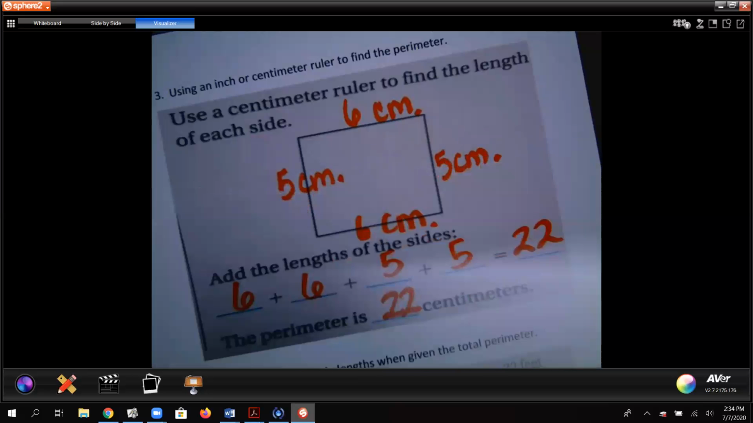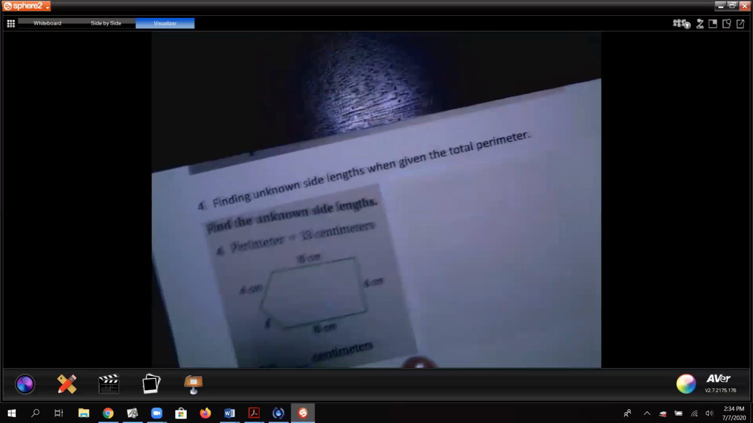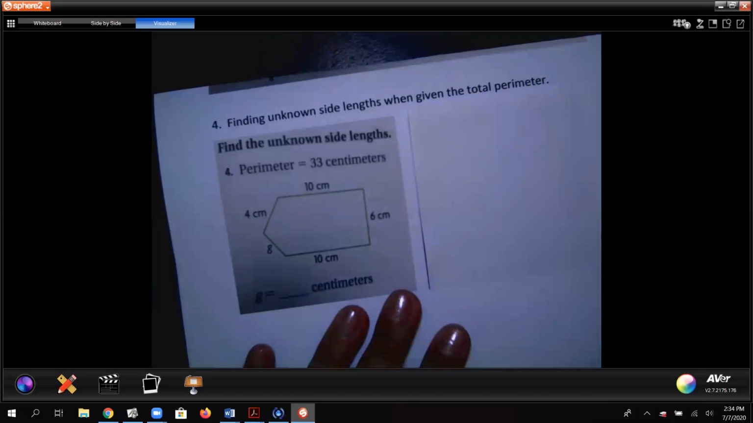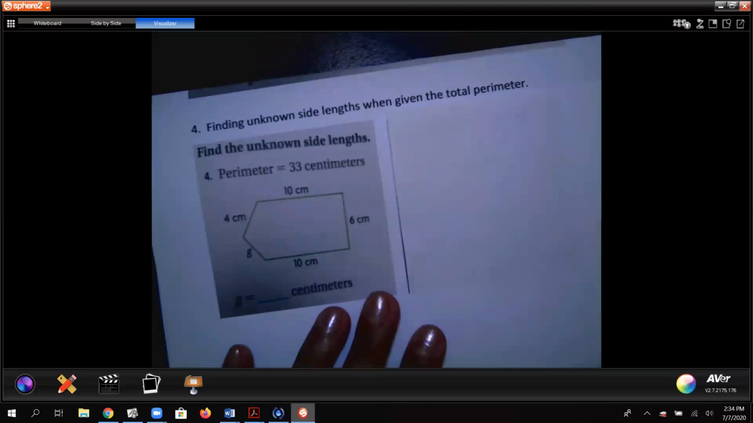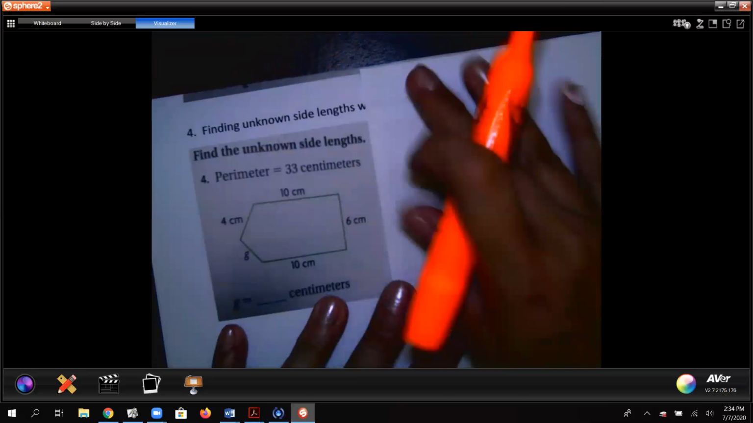Okay. Our last example is to find the unknown side lengths. This is find the unknown side lengths when given the total perimeter. And this is when part whole really helps you a lot. So it's very good practice to get accustomed to whenever you have perimeter to always use your part whole. It says find the unknown side lengths.